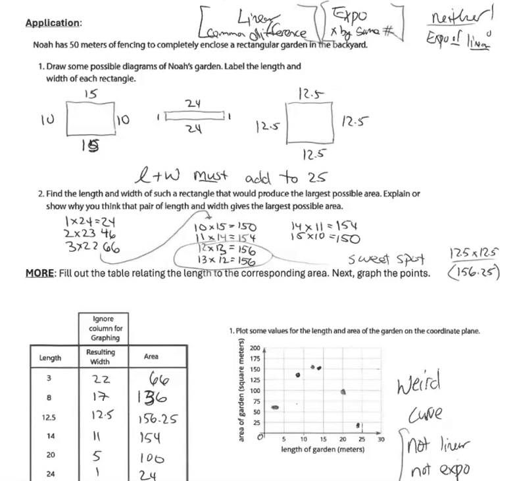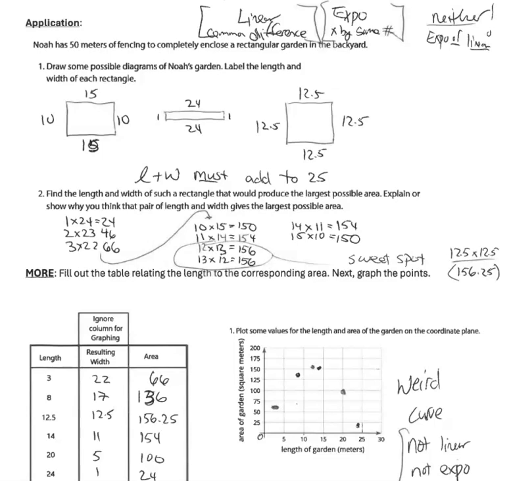The next question says, find the length and width such that the rectangle would produce the largest possible area, because that's the goal. You'd want to have the largest garden. Now, what I started doing was just testing numbers. I said, what about 1 and 24? That gives you 24 for the area. So then I went bigger, 2 and 23. That adds to be 25 for the length and the width, and you end up getting a bigger area of 46. So I was like, okay, let's just keep going.